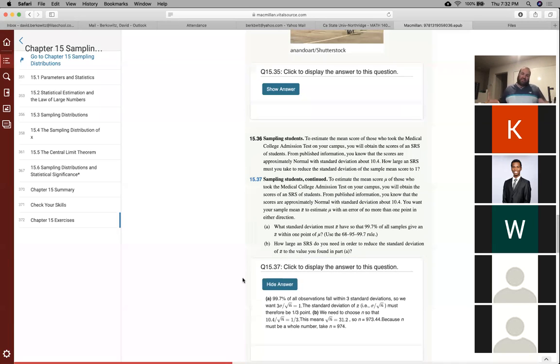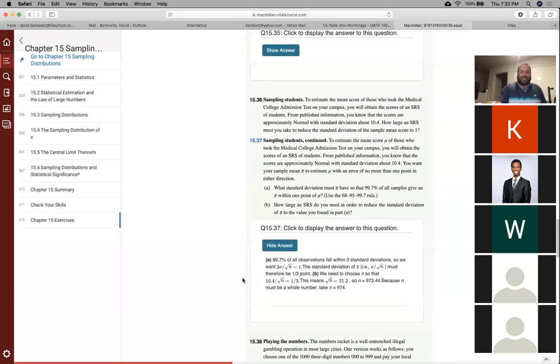And there it is. N equals 974. Let's look at their explanation. Maybe mine sucked and theirs is better. 99.7% of all observations fall within 3 deviations. So we want 3 sigma over the square root of n to be equal to 1. And then you solve for n. So that's basically exactly what I wrote down.